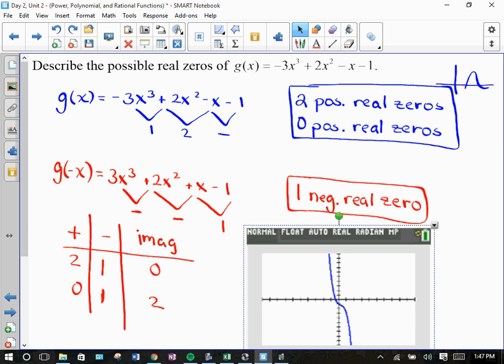So, I put these together. I could have 2 positives and 1 negative. That equals 3 zeros. 2 of them are positive, 1 of them is negative. There's no room for any imaginary zeros. I've already used all 3. Down here, we said there's 1 negative, but none of them are positive, so the only things left are imaginary zeros, which leaves us with 2. Like having 3 spots, when you add them up, they add up to 3.